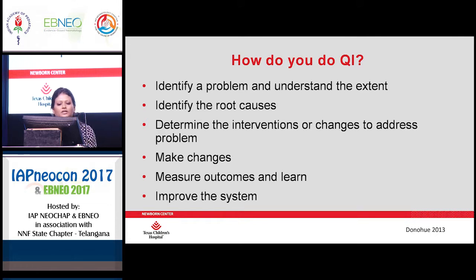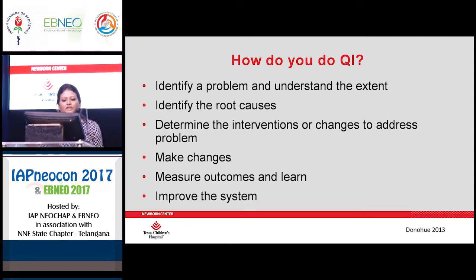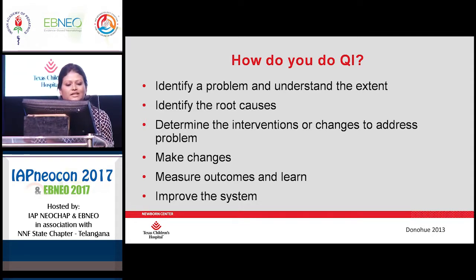So how do you do quality improvement? Seems pretty simple. Dr. Soul just kind of explained this as well. You identify a problem, you understand the extent of it, you identify the root causes, what is causing the problem, you determine the interventions or changes, you make those changes, and you measure outcomes and learn from it.